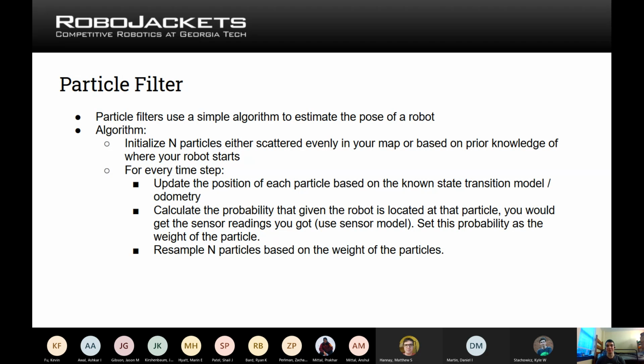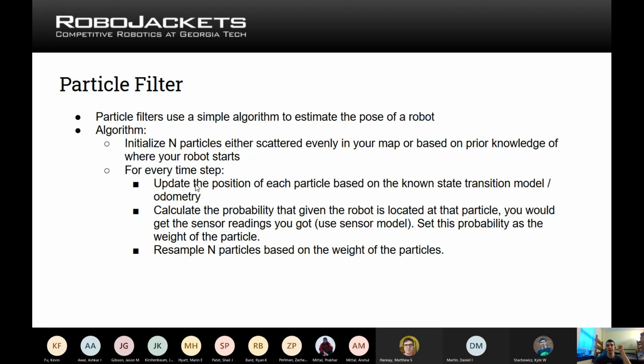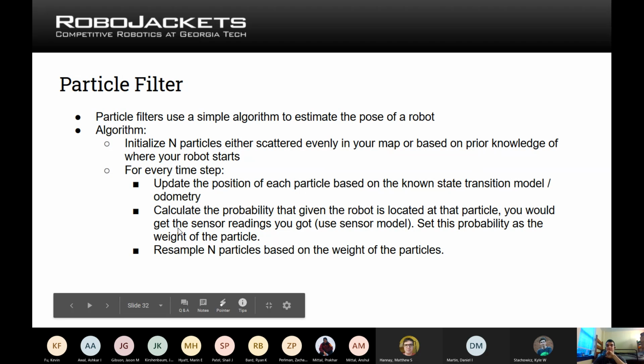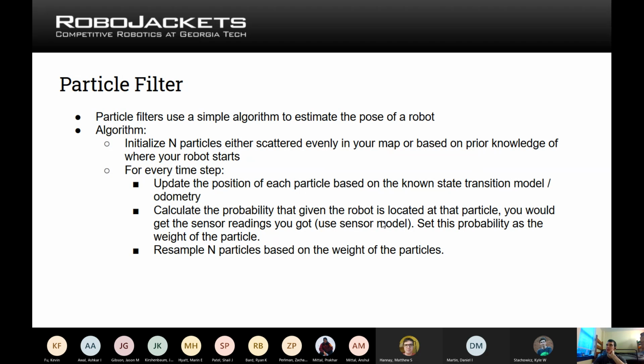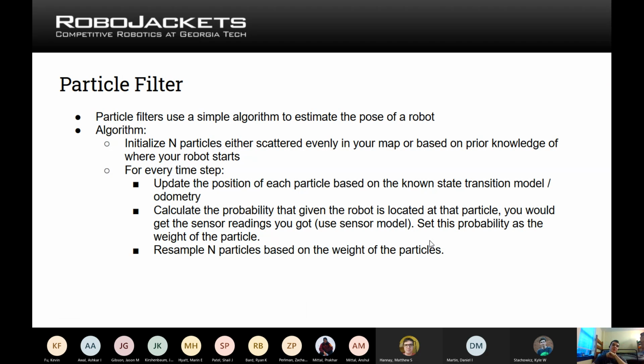but the algorithm is basically you initialize n particles, either evenly scattered in your map or based on prior knowledge of where your robot starts. You then, for every time step, update the position of each particle based on the known state transition model or on the odometry readings that you're getting from the robot. We then calculate the probability that, given the robot is located at that particle, you would get the sensor readings you got. So similar to the sensor model in the Kalman filter, but we don't have to calculate a Kalman gain and all of that. And then we set this probability as the weight of the particle. And then the last step is we're just going to sample the particles based on the weight of the particles. So I'll go through each step in more detail, but this is just the general algorithm.